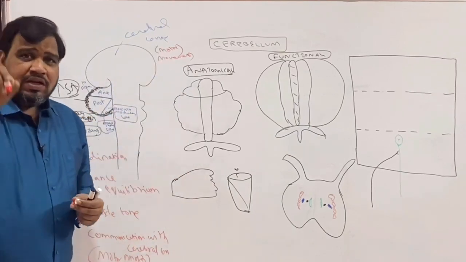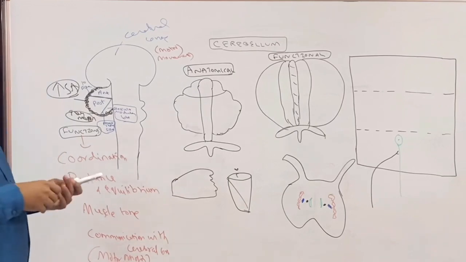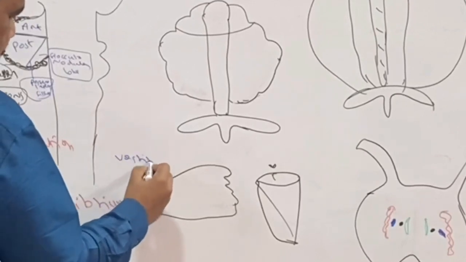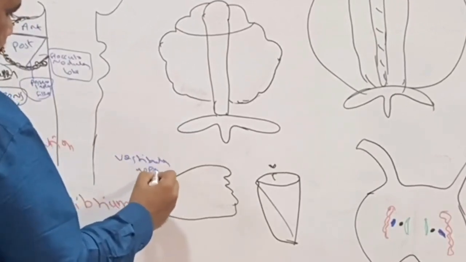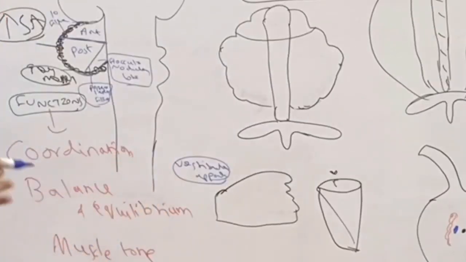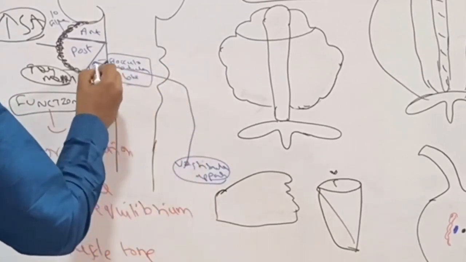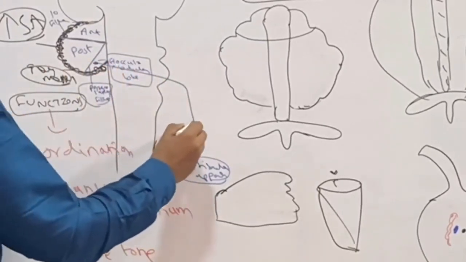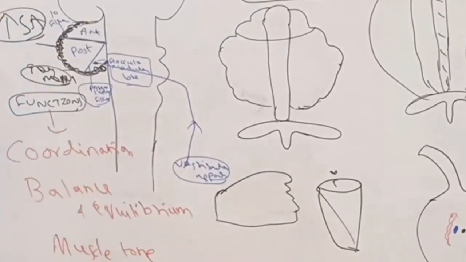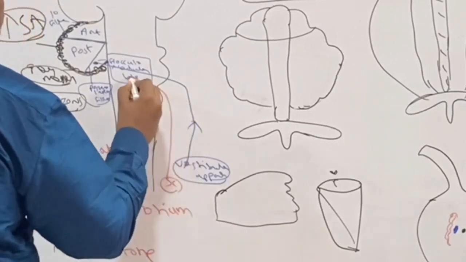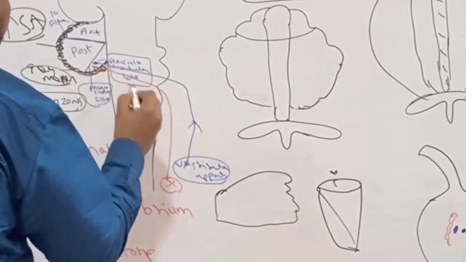But how to exactly move is helped by the cerebellum. For example, balance and equilibrium. The vestibular apparatus is the one which is concerned with balance and equilibrium. So what happens from the vestibular apparatus? It goes to the flocculonodular lobe and helps in the balance and equilibrium. Same coordination from the spinal cord. Or it can also go to the anterior part.